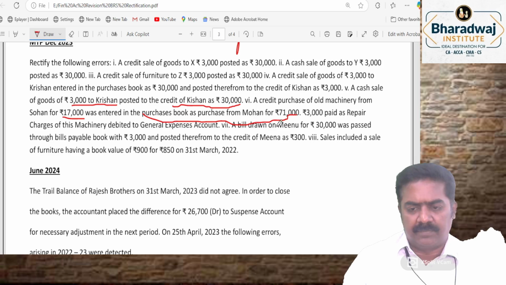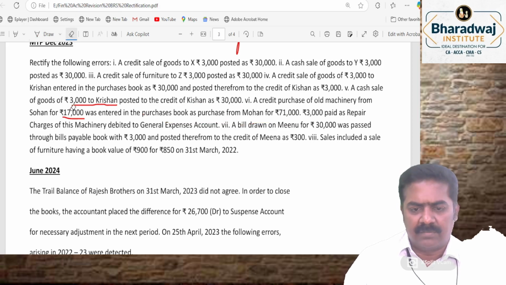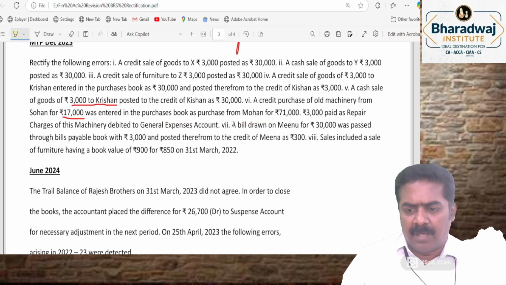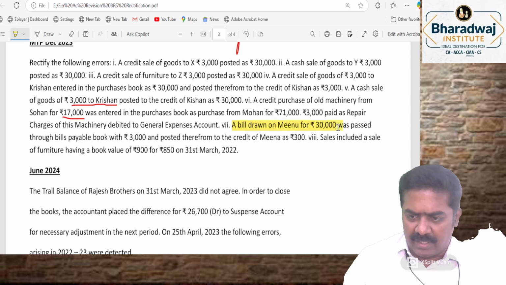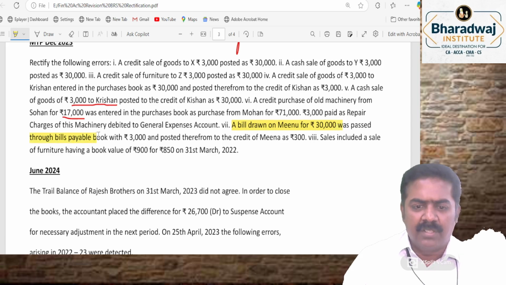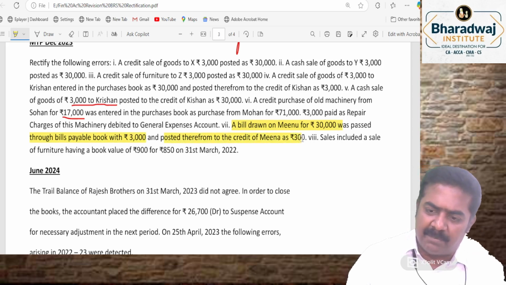Next. Look at point number 8. Very good. Go through that. A bill drawn on Minu for 3,000 was posted through bills payable with 3,000 and posted therefrom to the credit of Meena 300.